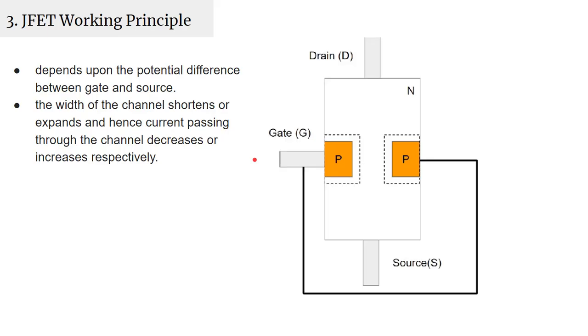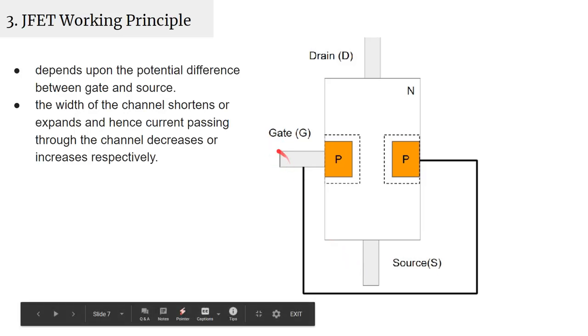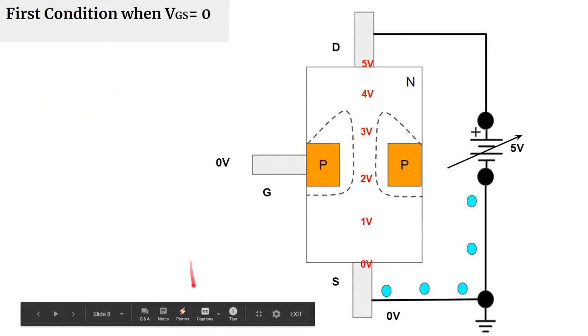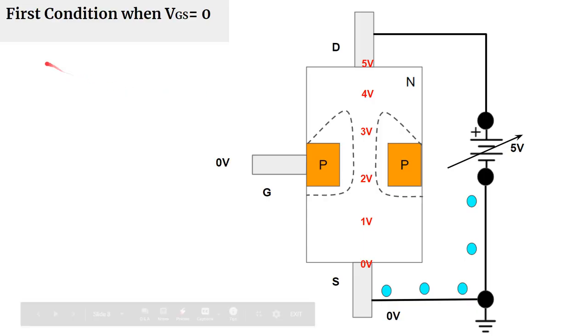And how we do that, we will talk about in the coming slides. But here I tell you, we actually control the potential difference between the gate and the source. By varying the potential difference, the gate to source voltage, we actually control the width of the channel, and hence we control the flow of current between the drain and the source. So the working of JFET depends upon two conditions. The first condition is the gate to source voltage is 0, and the second condition is gate to source voltage is lesser than 0.